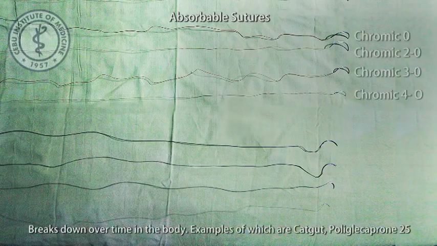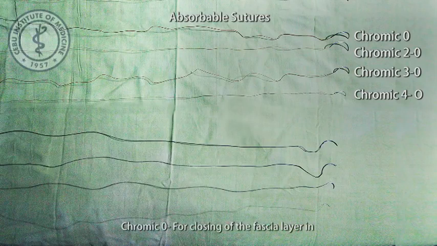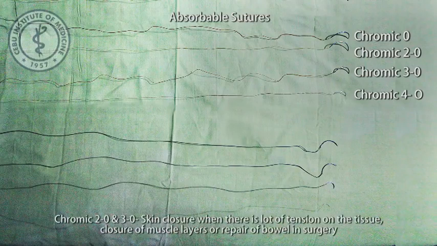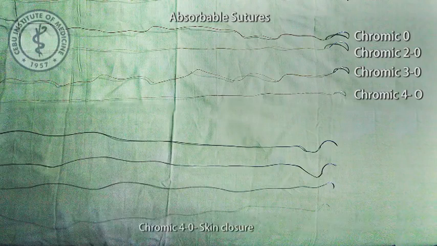Suture. Absorbable sutures break down over time in the body, examples of which are catgut and polyglecaprone 25. Chromic 0, for closing of the fascia layer in abdominal surgery. Chromic 2-0 and 3-0, for skin closure when there is a lot of tension on the tissue, closure of muscle layers, or repair of bowel in surgery. Chromic 4-0, skin closure.